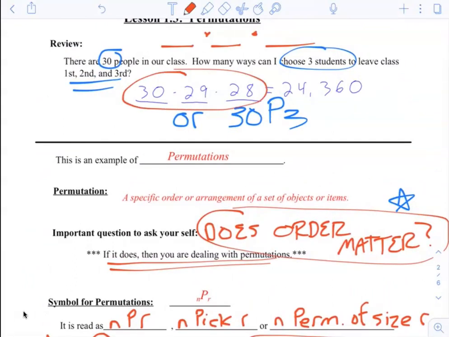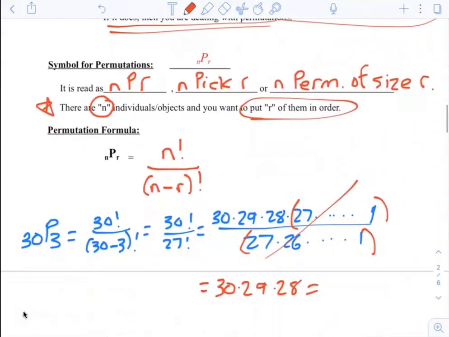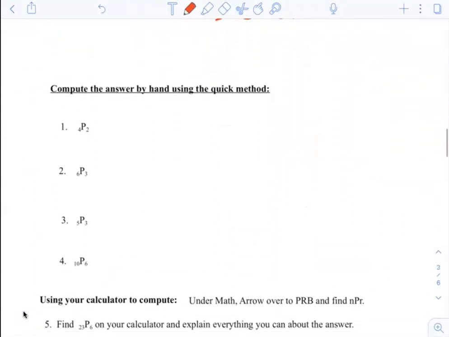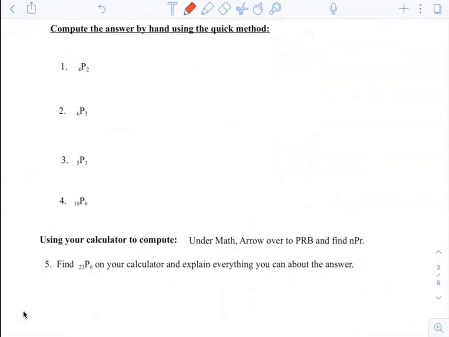So there's two ways to do this one. Whichever one makes more sense to you is great, but ask yourself the key question, does order matter? That's a big one. Okay, so let's move on. We'll do a couple of these by hand just so you can see it a few more times, but we're not going to do this much more. After this one, I'm going to show you where it is on the calculator, and we'll just start doing that.